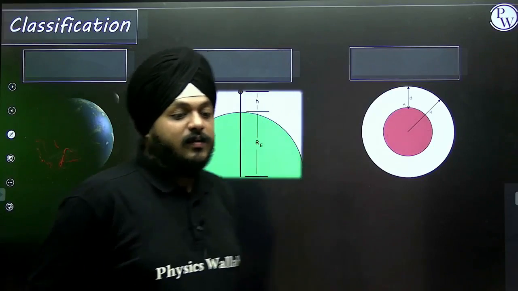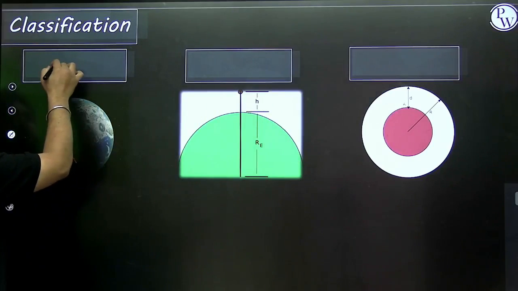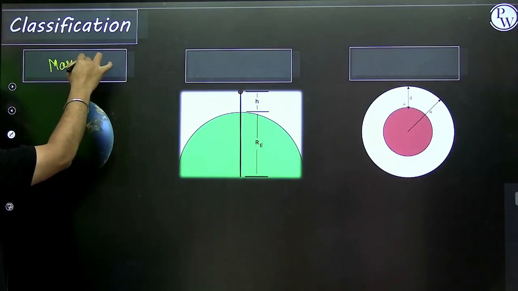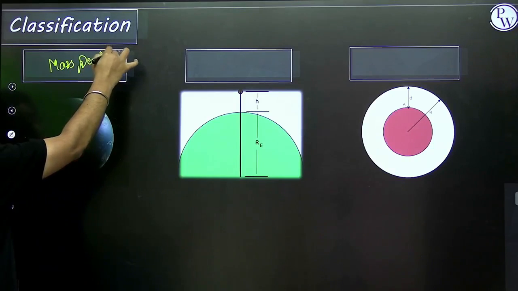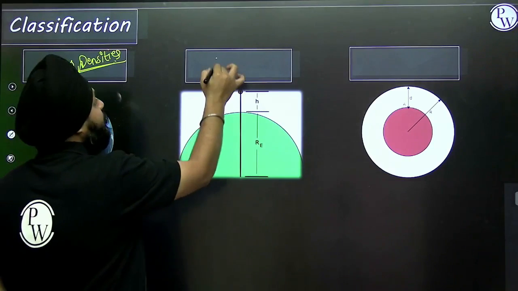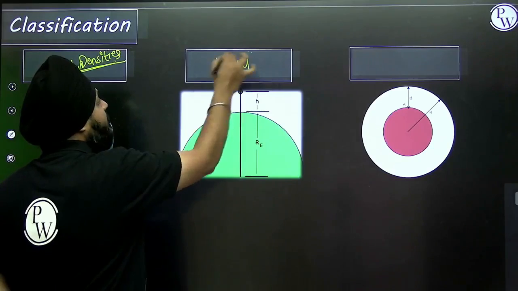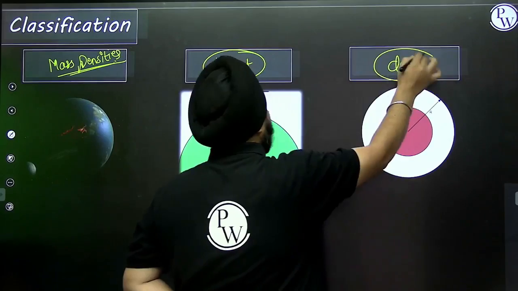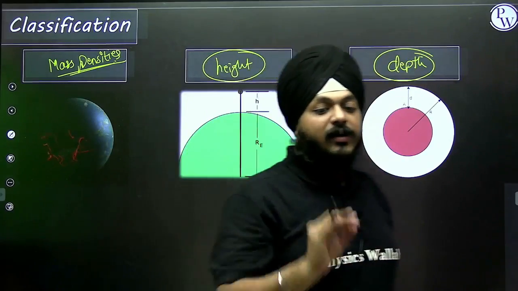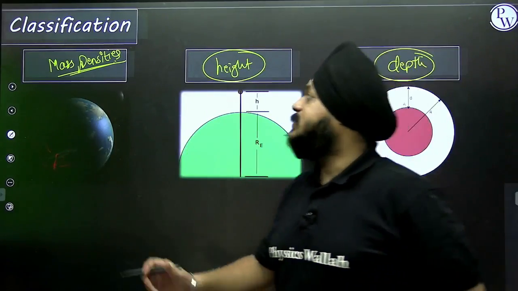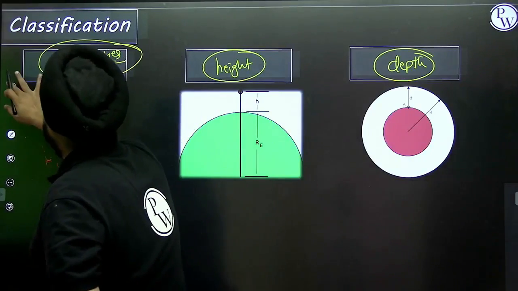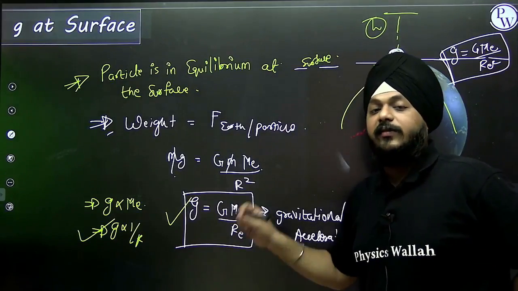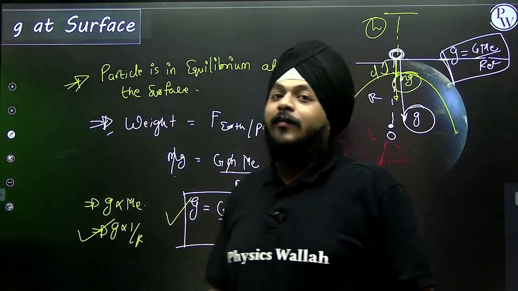Classification: how does g vary? First, with respect to the surface. g varies with respect to the mass and density of the planet. Second, g varies with height from the surface of the earth. Third, g varies with depth below the surface of the earth. These are the three factors with respect to which the value of g changes. This is only the reference thing. We evaluated this formula using the example of Earth, as obviously we are living on Earth.